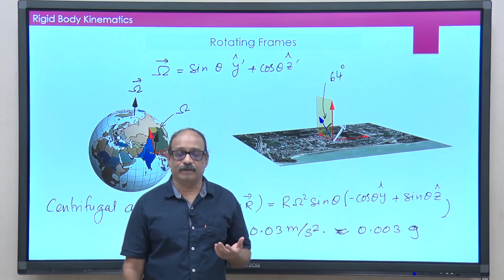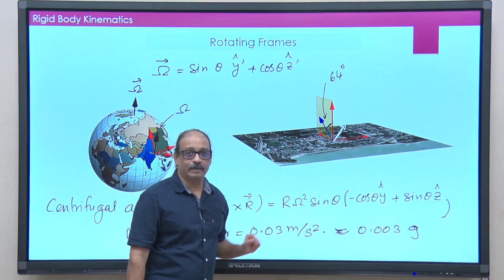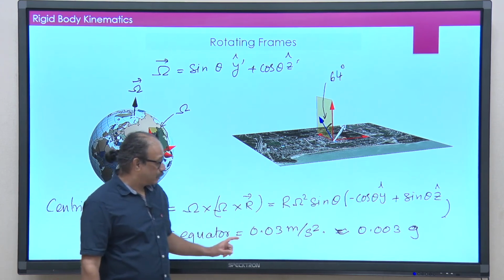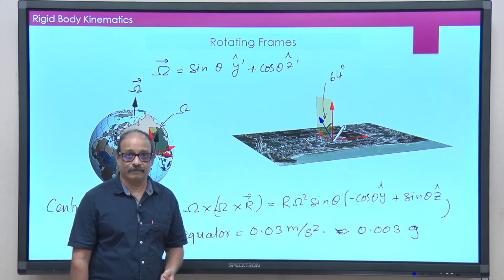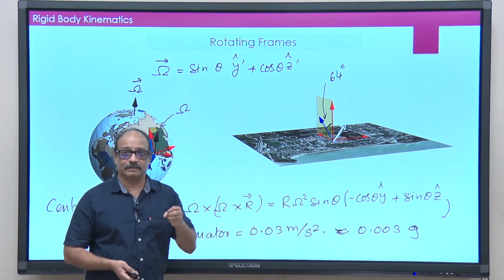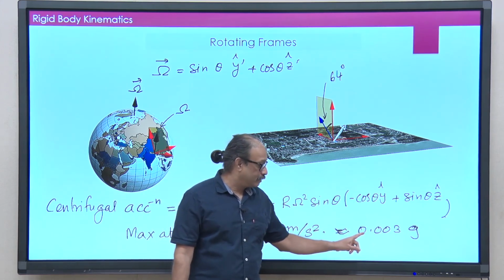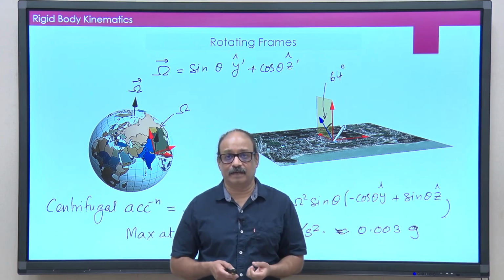Sin theta factor will be maximum at the equator, that will be equal to 1 when theta becomes pi by 2. So, maximum at the equator, it turns out it is only 0.03 meters per second square, and how much is g? g is basically 9.8, that is roughly 10. So, this is in fact 0.3% of the gravitational acceleration.